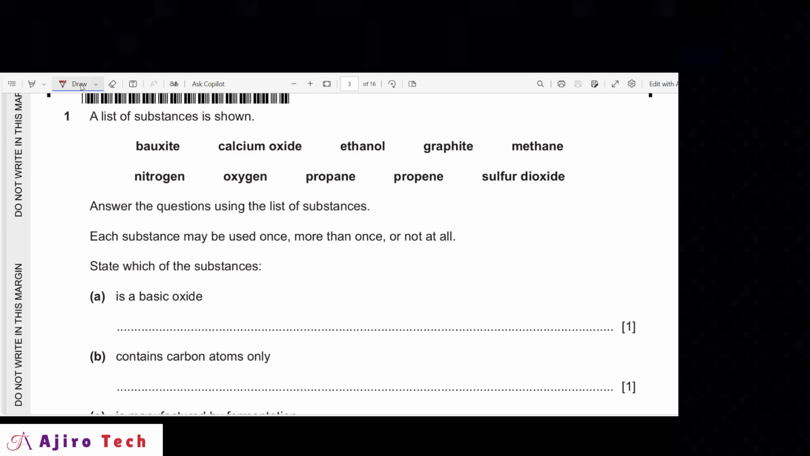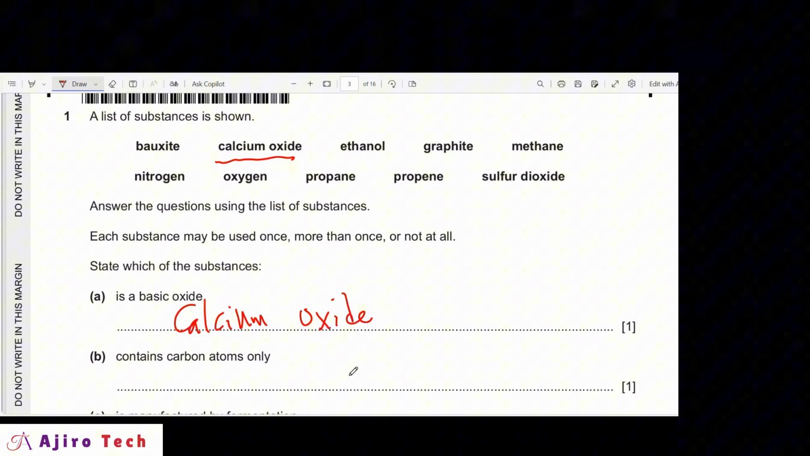Now, when we talk about basic oxide, we're talking about metal oxides, so oxides of metals, basically. If you look at the options here, you see that the most suitable answer is calcium oxide. Calcium oxide is a basic oxide because it's majorly a metal oxide. All right, so we go to the next one.